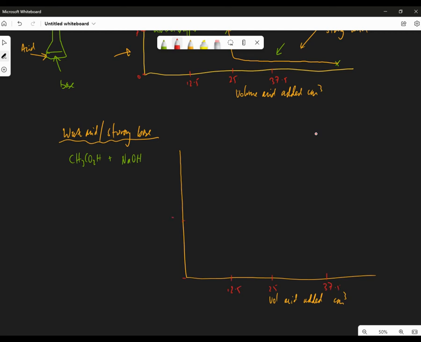Let me put my 7. This is a 0, and this is 14, and this is pH. Now, it's a strong base. So what's that going to look like? Oh, let me put my equivalence point in.